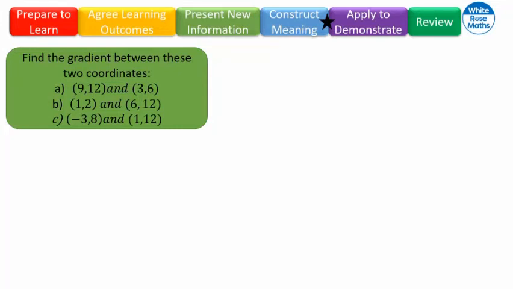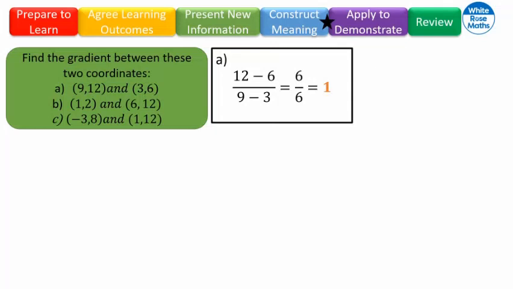So here's 3 questions we'll work through together. Find the gradient between these 2 coordinates. So this time we don't even have a line, we just have the coordinates, but we use the same method. So we know that the change in y is 12 minus 6. We know that the change in x is 9 minus 3. 12 minus 6 is 6. 9 minus 3 is 6. And 6 over 6 equals 1. So our gradient is 1.